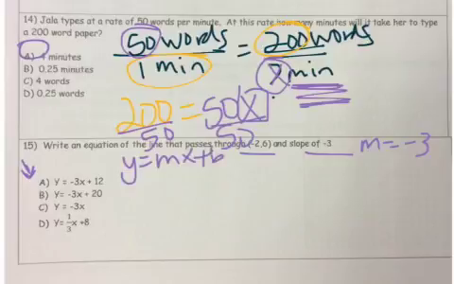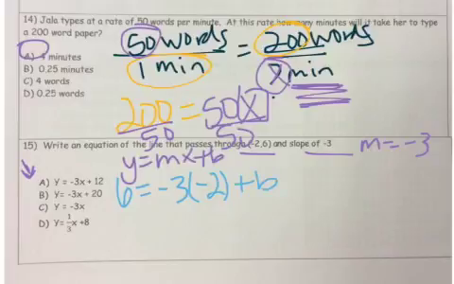What am I going to plug in for y? I'm going to plug in a 6. What am I going to plug in for m? Negative 3. For x, negative 2. And I don't know what b is. Negative 3 times negative 2 is 6.